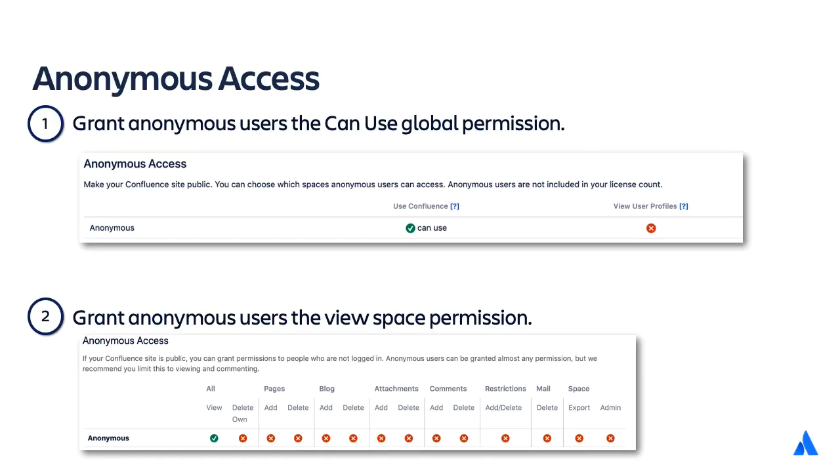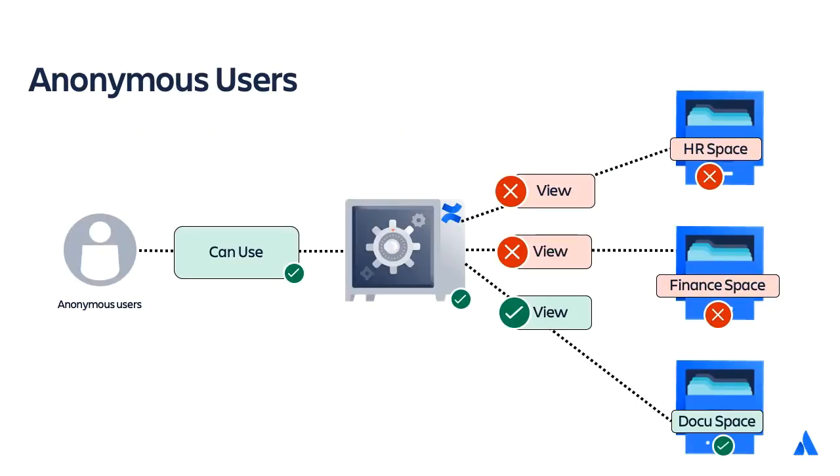There is a minimum set of permissions needed to give anonymous users access to a space in Confluence. First, they need to be granted can use global permission, and secondly, they need to be granted view space permission. Anonymous users won't be able to access any content until they've been given access on a space-by-space basis via space permissions. In order to make your instance as secure as possible, you should limit anonymous users' permissions so that they can access only the minimum amount of content.